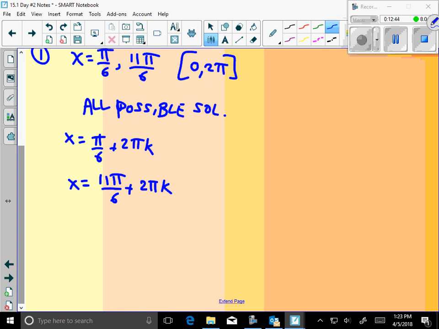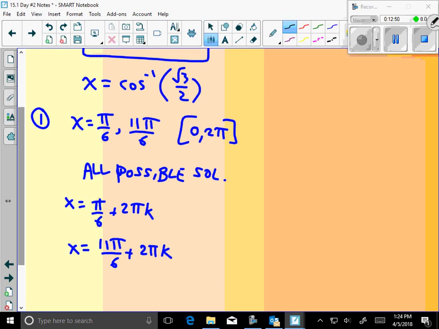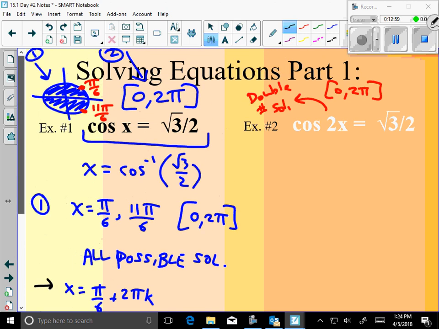Let me pause there and take questions. Why would I need this? Why wouldn't I just add 2 pi to pi over 6 and get all of them? Because if I add 2 pi to that, it just gets me back there. It doesn't cover my bases at the fourth quadrant solution.